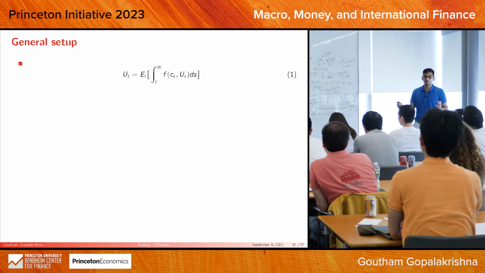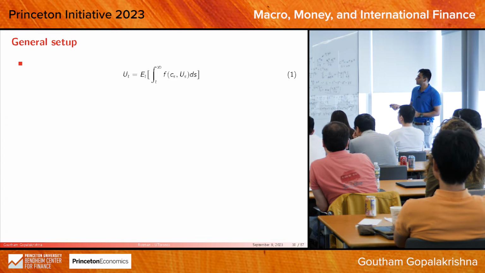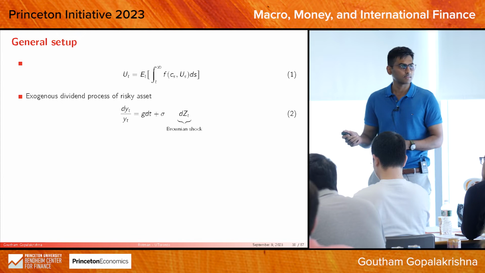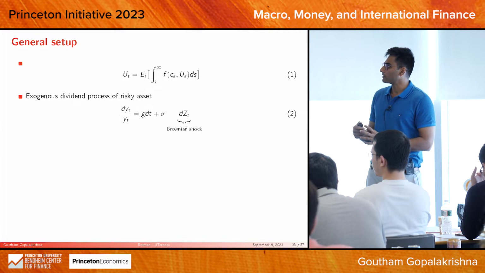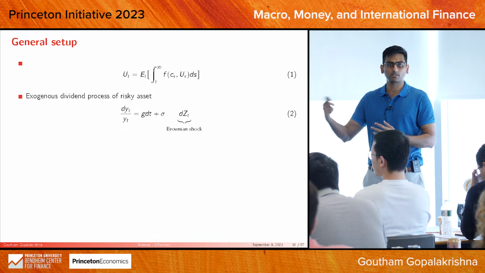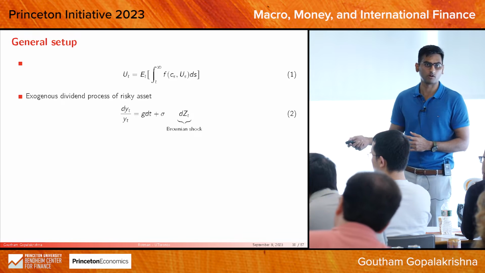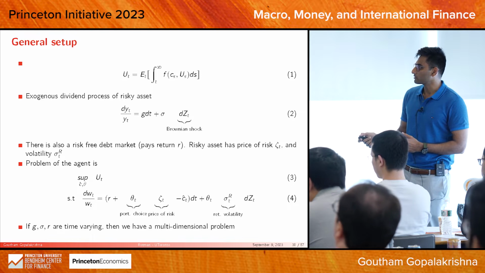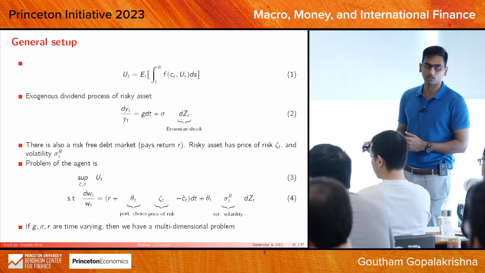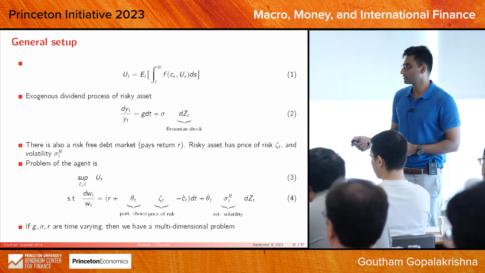Think of a representative agent who has this utility. F can be a recursive utility. That's why U here depends also on U. The goal is to maximize this utility subject to a wealth constraint. The agent has access to a risky asset as well as a riskless asset. The risky asset is a claim to this dividend, which is exogenous and follows geometric Brownian motion. And the problem of the agent is to maximize this lifetime utility subject to the wealth constraint, which evolves like this. I think by now you're familiar with how to derive these wealth equations.